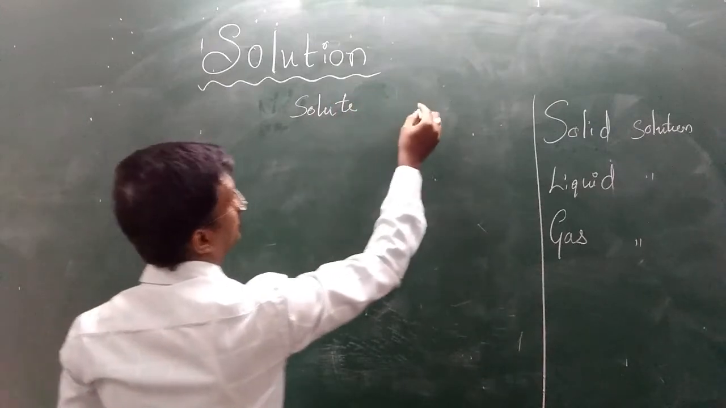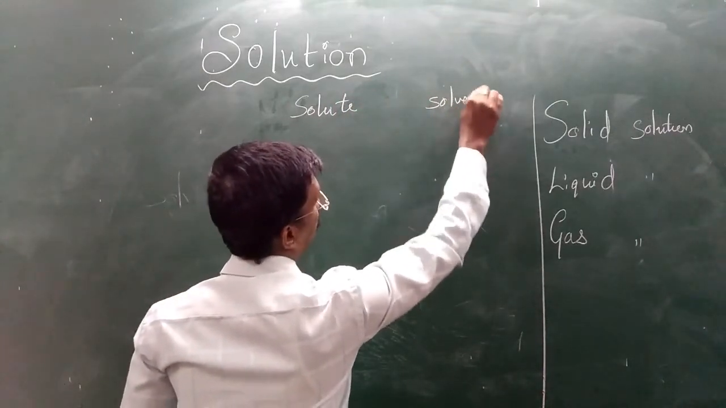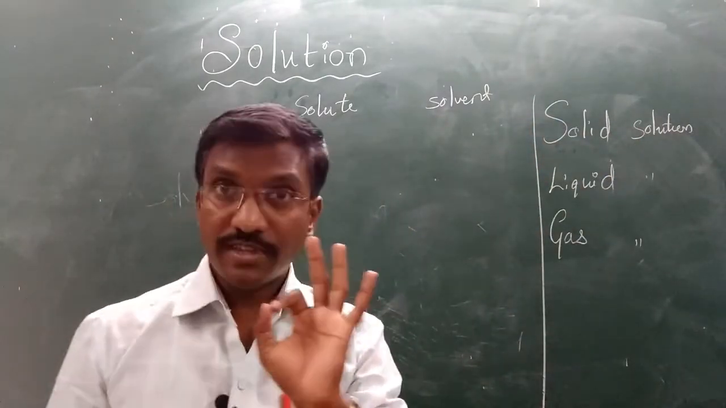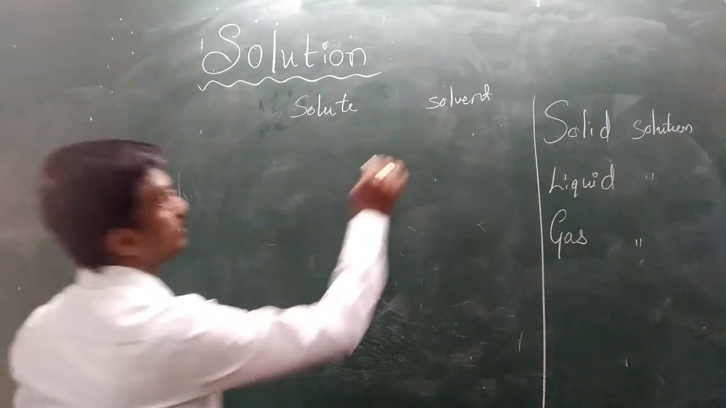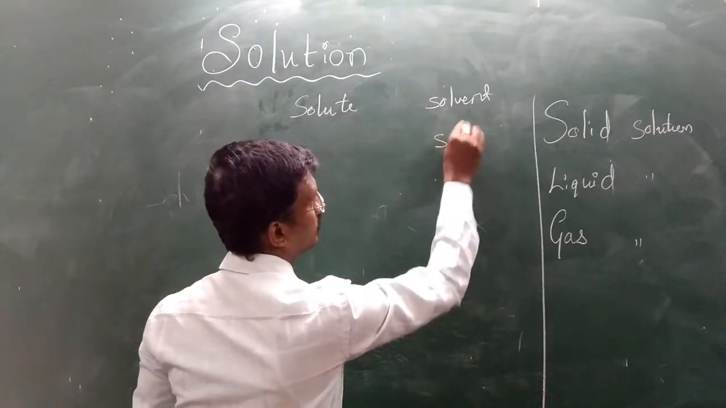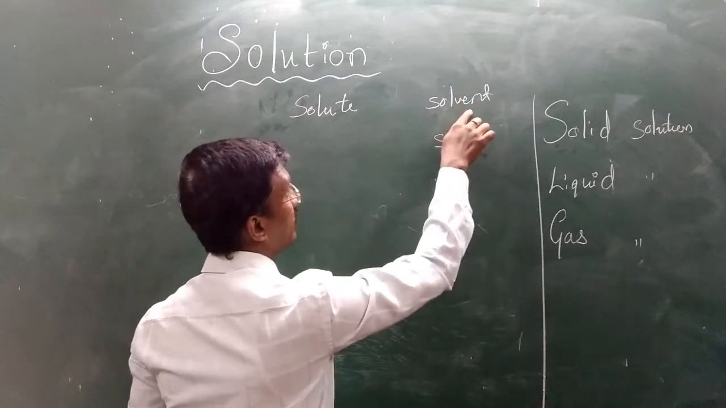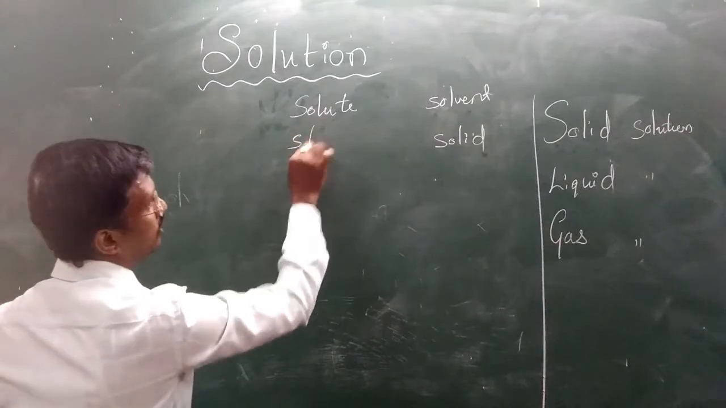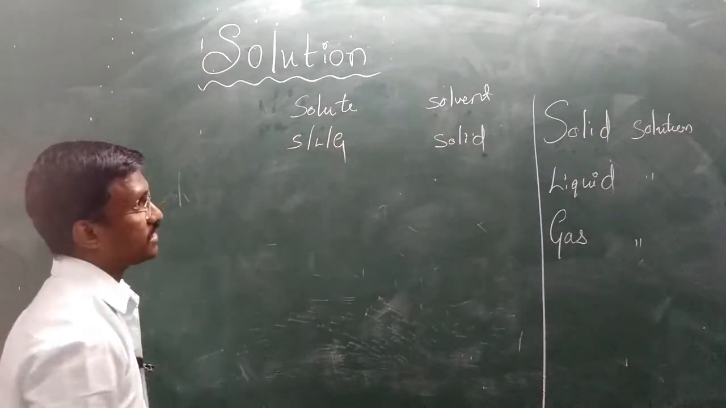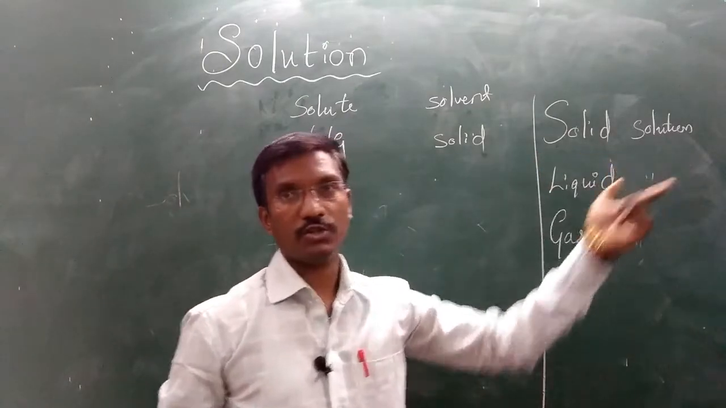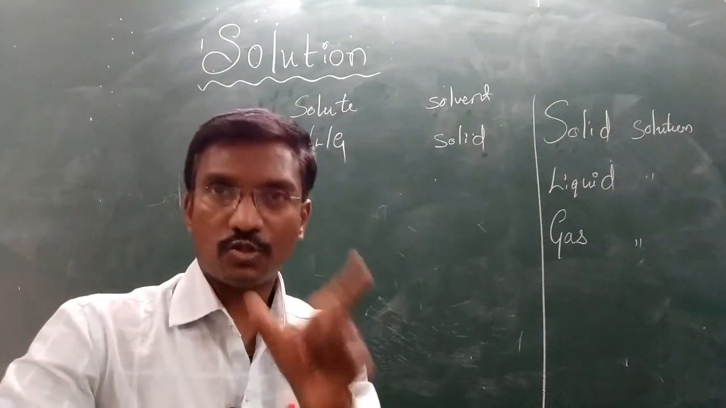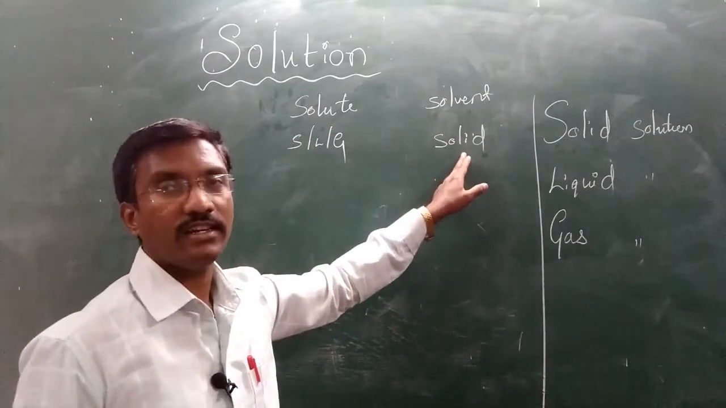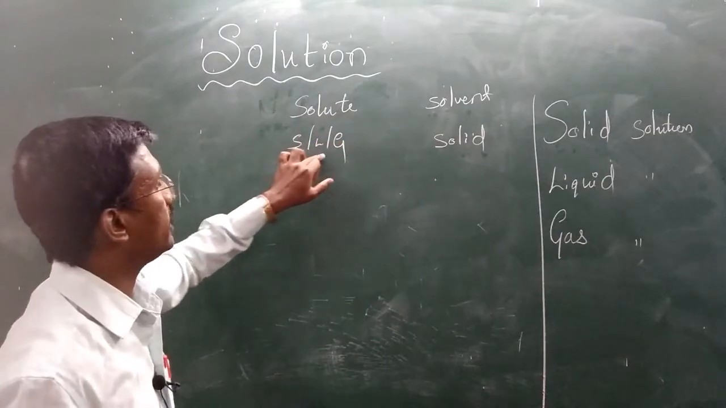Solute and solvent. A solid solution is a solution containing solvent and solute, where the solute may be a solid, liquid or gaseous. Such a solution is called a solid solution. A solid solution should contain both solute and solvent, but the solvent should be solid and the solute may be solid, liquid or gaseous.